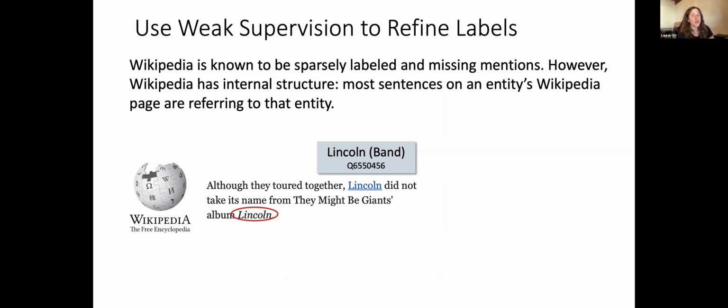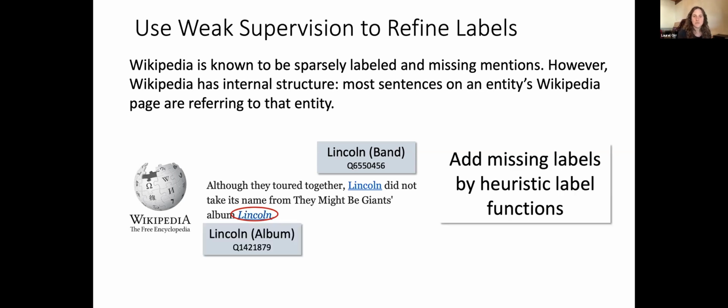However, Wikipedia is also highly structured. Most of the time when you're on a Wikipedia page, a lot of mentions about that entity are referring to the page that you're on itself. And so we can actually use this to do some weak supervision-based techniques to label our data automatically to increase our label coverage. So here, for example, this means that we can use some standard weak supervision methods to label the second mention of Lincoln as pointing to Lincoln the album.